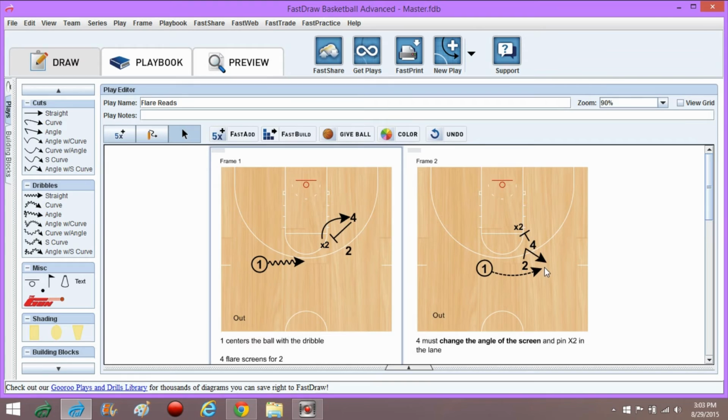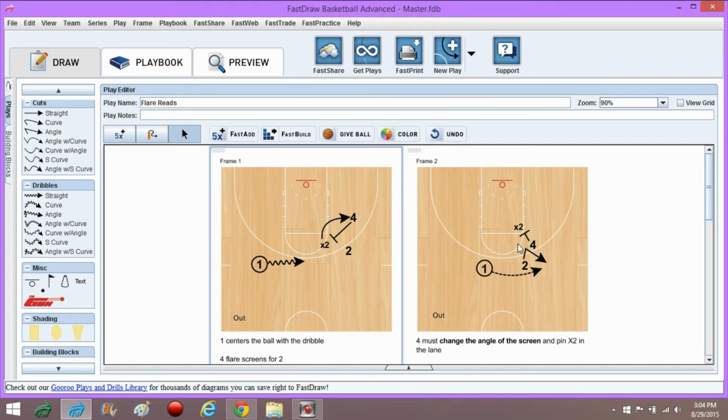Well, the cutter would then outcut. The screener would want to change their angle and pin the cutter's defender in the lane. 2 would then outcut. The goal here is to get between the shoulder blades of the screener and make the defense's line of recovery have to go through the screen in order to get back to the ball.